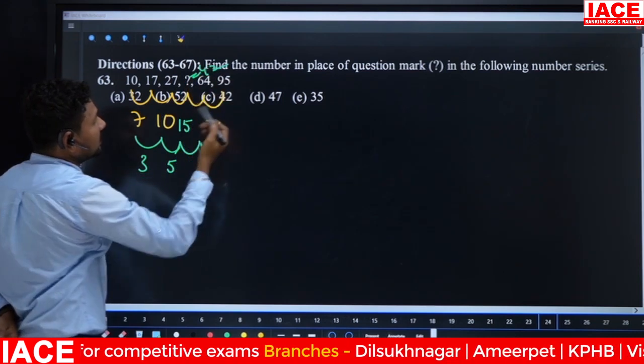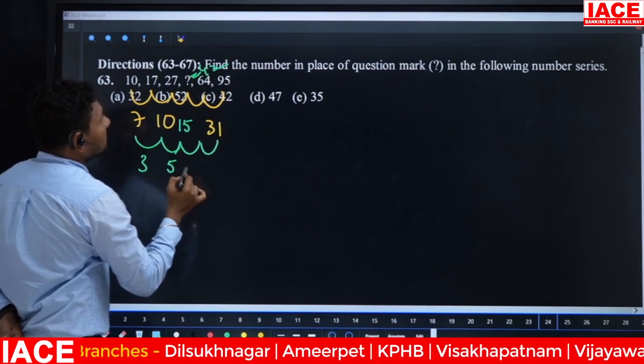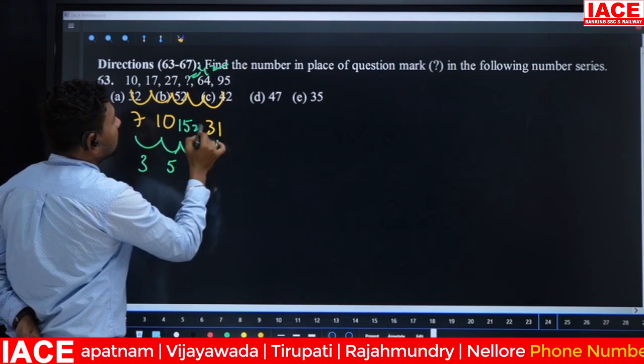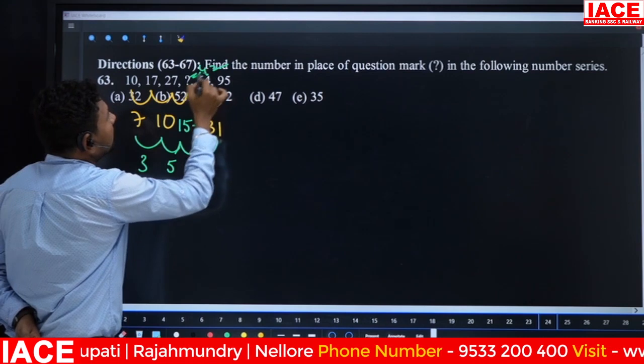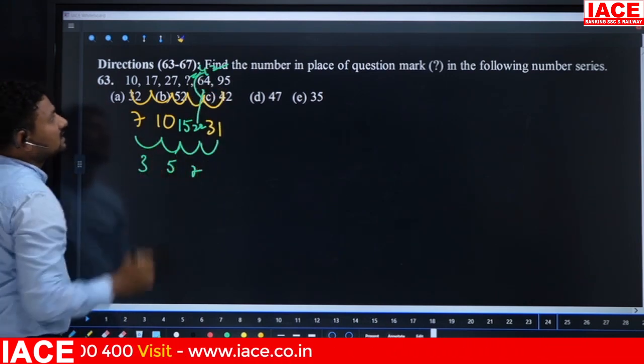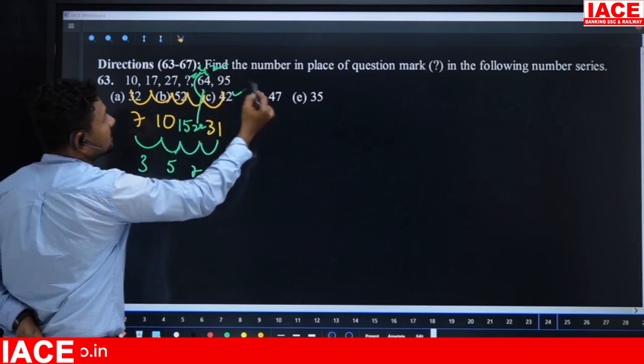Just I am expecting trial. And 3, 5, next number is 7, then 15 plus 7 it is a 22, 22 is added to 42 will get 64. That means whatever the assumption we are taking as per the difference, it is correct. Our answer is 42, option C.